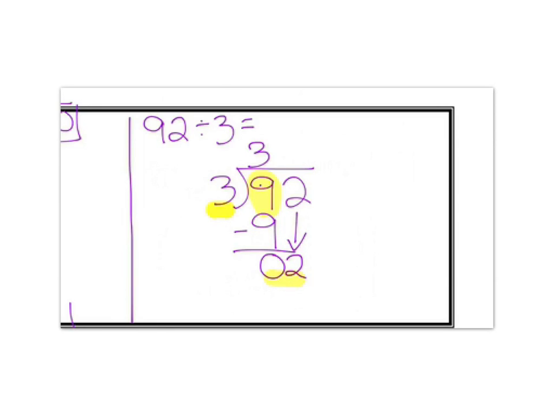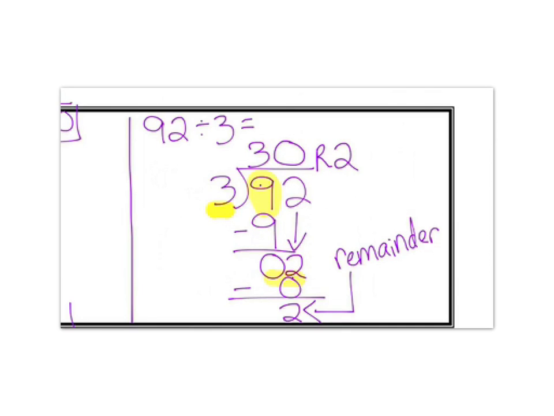Since 3 doesn't go into 2, we're going to write a 0 in our quotient. 0 times 3 is 0. Subtract 2 minus 0 to get 2. There's nothing left for us to bring down, so we know we're done dividing. But remember, look right down here for your remainder. And in this case, we do in fact have a remainder. So we need to write a remainder up at the top here as R2. Therefore, our answer to 92 divided by 3 is 30 remainder 2.